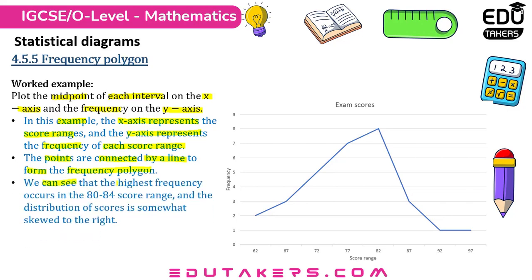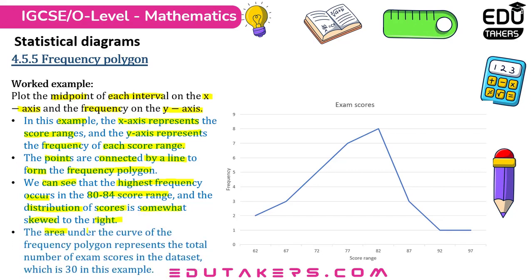We can see that the highest frequency occurs in the 80 to 84 score range and the distribution of scores is somewhat skewed to the right. The area under the curve of the frequency polygon represents the total number of exam scores in the dataset, which is 30 in the example.